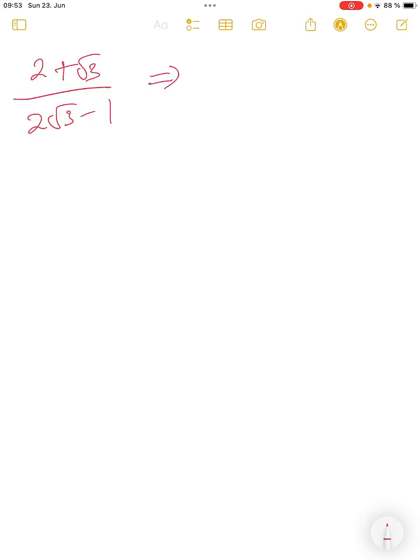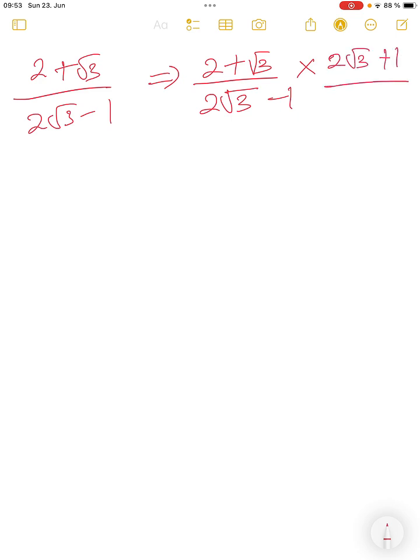So take this example. If you want to rationalize, you have 2 plus root 3 all over 2 root 3 minus 1, times the conjugate 2 root 3 plus 1 all over 2 root 3 plus 1. So in this case, you have 2 times 2 root 3. You have 4 root 3. 2 times this one, you have 2 root 3 times 2 root 3.